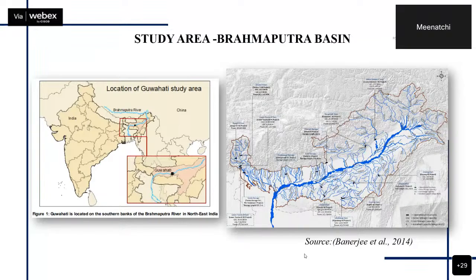Here you can see the Guwahati region. The topography and hydrology vary broadly, and temperature also varies largely inside this basin.